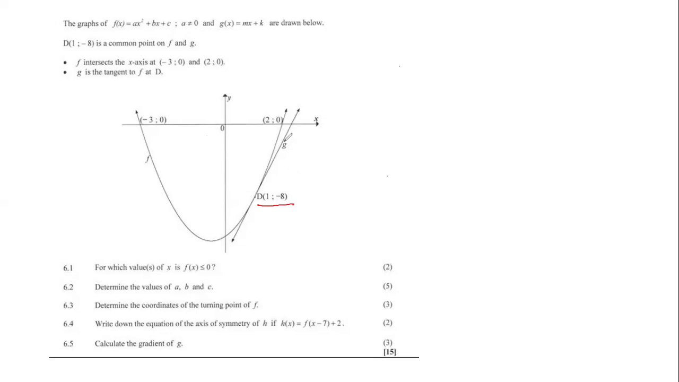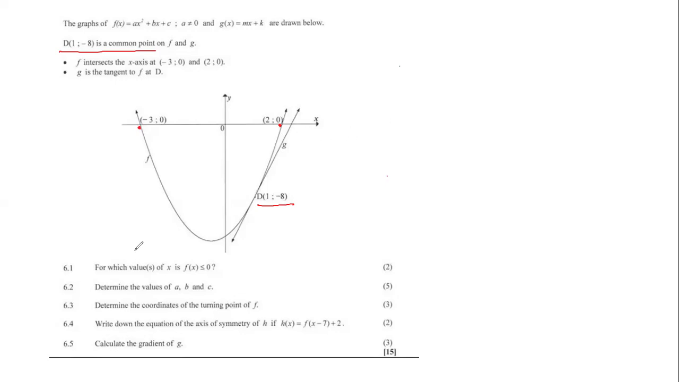All right, so they said this coordinate is a common point. This is where the graph of g and the graph of f meet. And then we've got the x-intercepts. Do you see we've got this one and that one? (-3; 0) and (2; 0). These are our x-intercepts. Then we've got g is a tangent to f at D. Tangent is a line that touches the graph once. So it means g is a tangent.